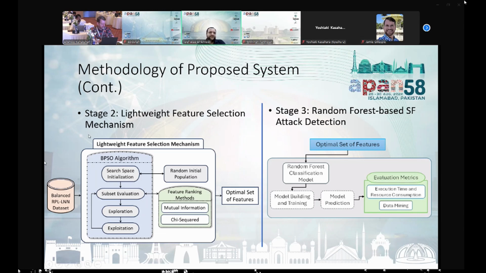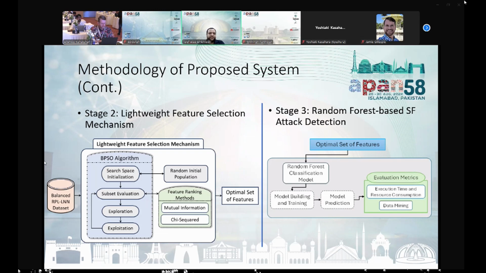In the left figure, the binary PSO algorithm is connected with a feature ranking method. Basically, the binary PSO algorithm starts by generating a random initial population. After that, this population is evaluated using the feature ranking method, like mutual information or chi-square.